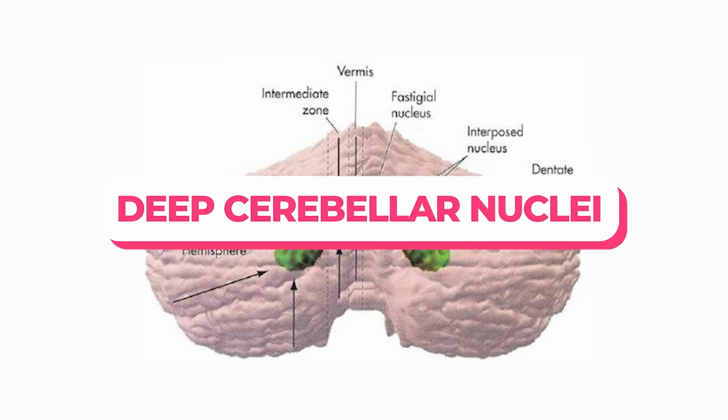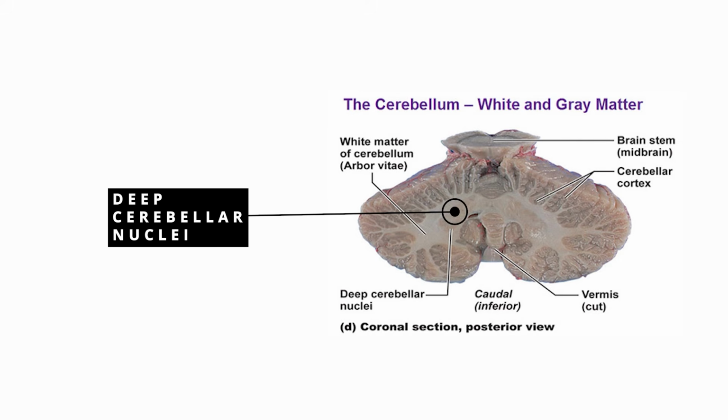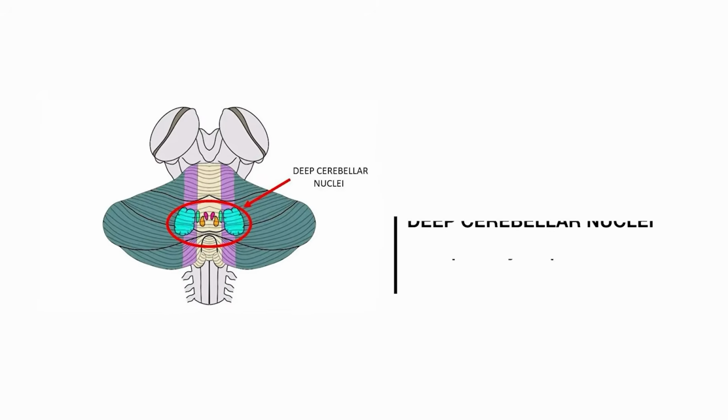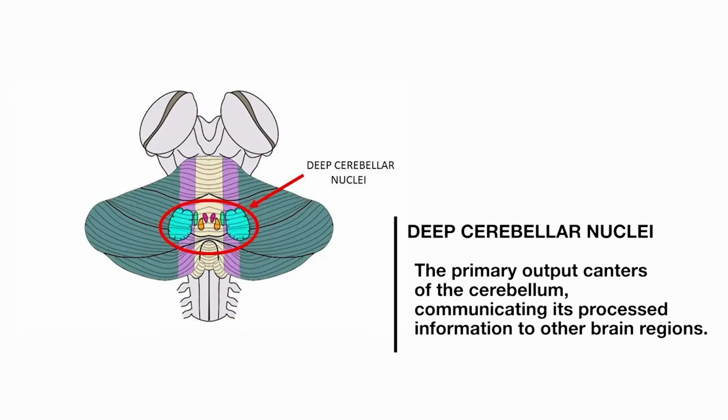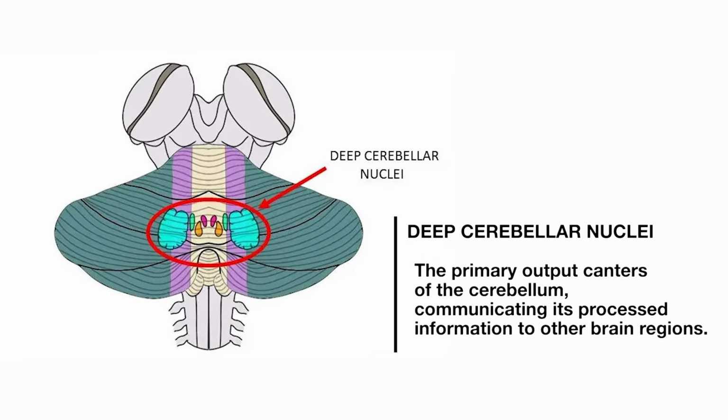Deep cerebellar nuclei. Embedded within the cerebellum are clusters of gray matter known as the deep cerebellar nuclei. These serve as the primary output centers of the cerebellum, communicating its processed information to other brain regions.